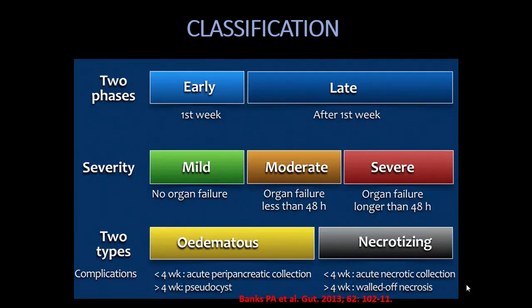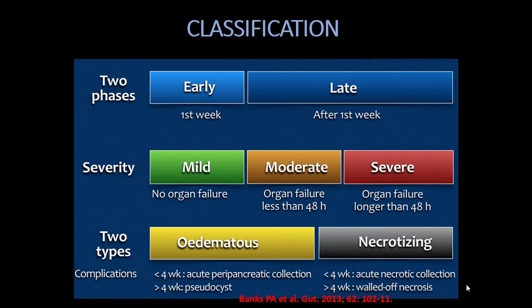They have classified it into 2 phases: the early phase, which lasts less than 1 week, and the late phase that develops after 1 week. Severity is classified as mild, moderate, and severe. In mild cases, there is no organ dysfunction. In moderate cases, there is transient organ failure of less than 48 hours, and it recovers within 1 week of treatment.